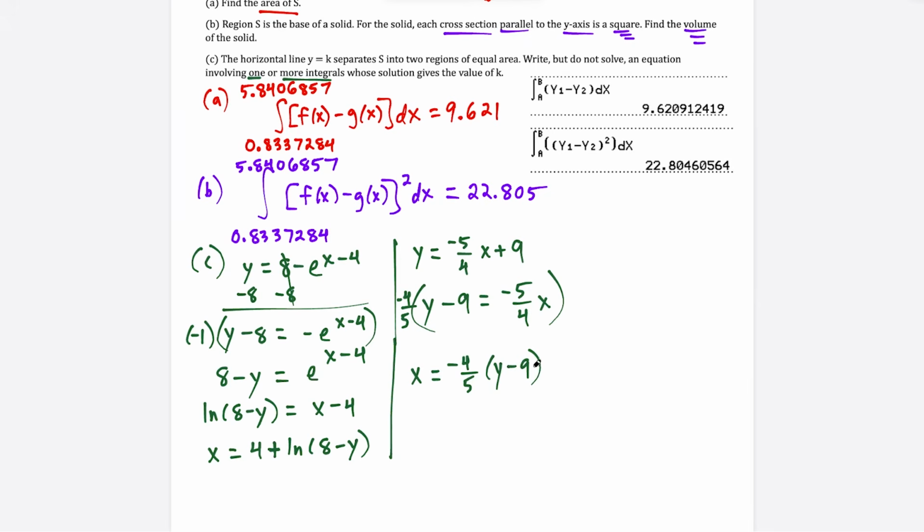I could distribute, but remember, you're not graded based on how far you simplify in this part of the test. We're just going to set up the integral. We don't have to actually solve anything out. So this is more than enough for our two equations. So here's our first equation, and here's our second equation.